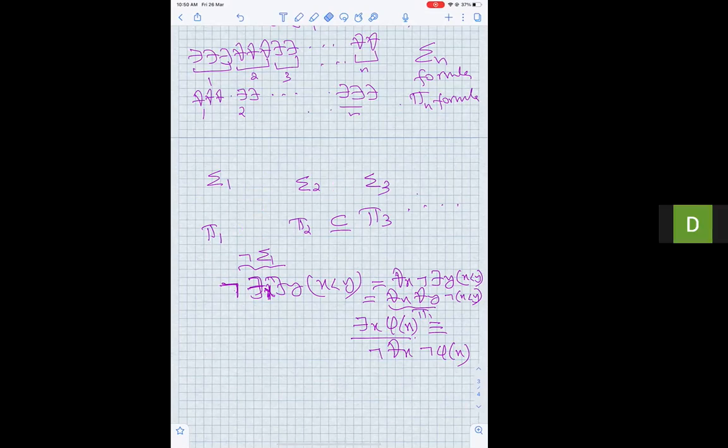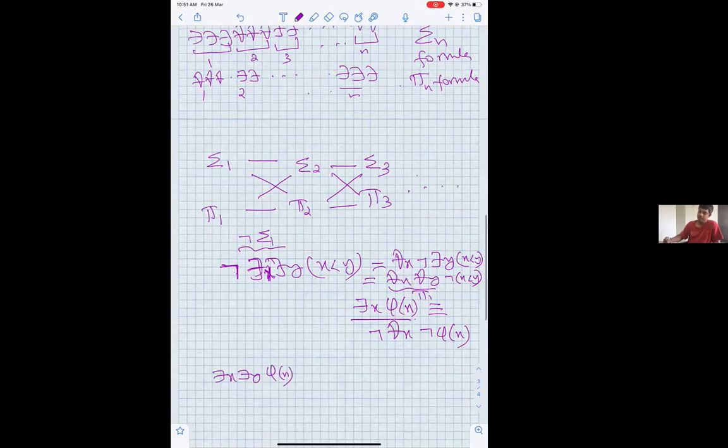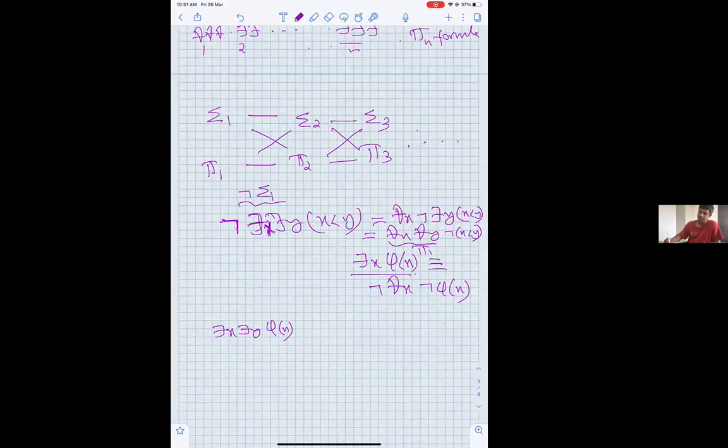We could simply add a for all quantifier for a variable which is not being used in the formula. Because if I have a formula like there exists x, there exists y, phi of x y, I can trivially consider this to be a pi 2 formula: for all, there exists. So I can just imagine that this for all quantifier does not exist there.